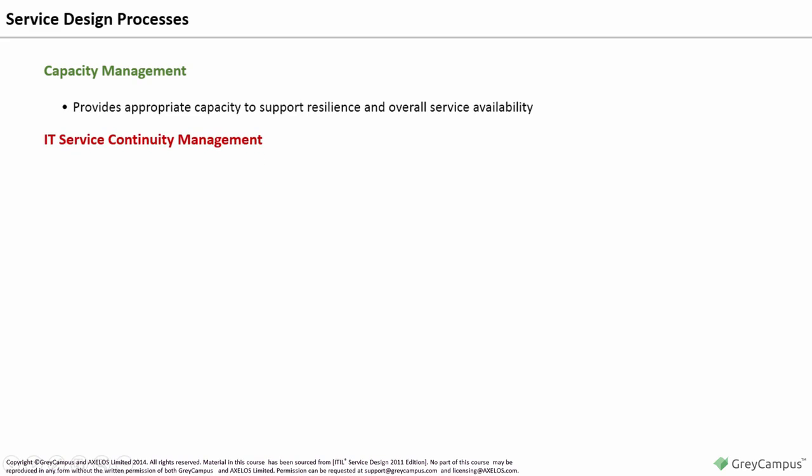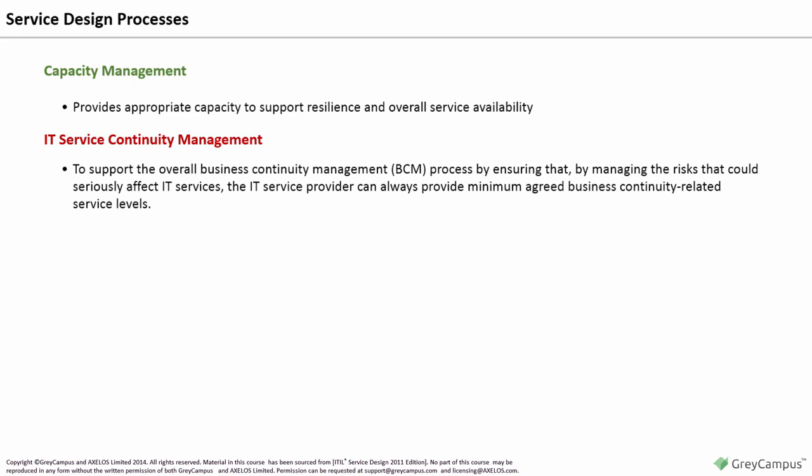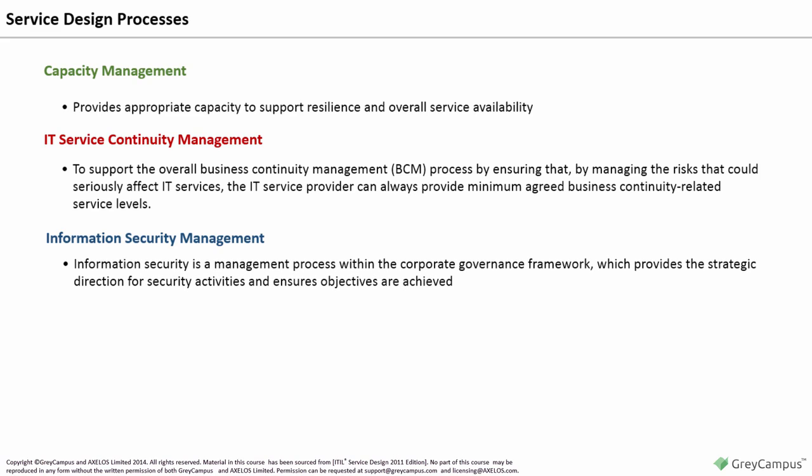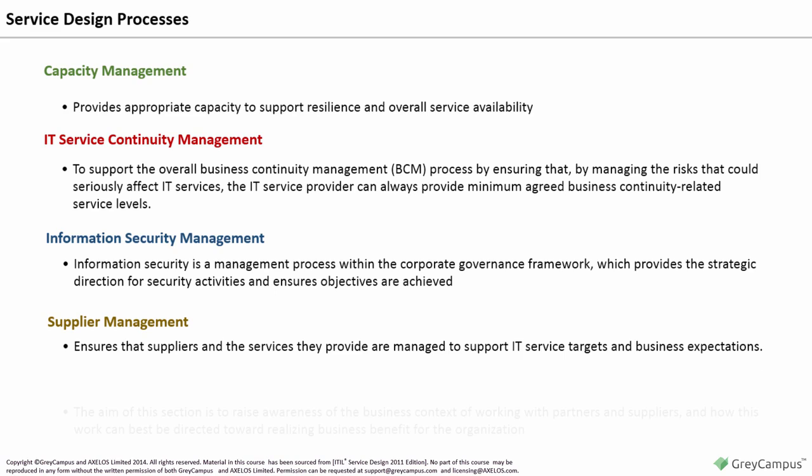IT service continuity management, to support the overall business continuity management, the BCM, process by ensuring that by managing the risks that could seriously affect IT services, the IT service provider can always provide minimum agreed business continuity related service levels. Information security management. Information security is a management process within the corporate governance framework, which provides the strategic direction for security activities and ensures objectives are achieved. Supplier management ensures that suppliers and the services they provide are managed to support IT service targets and business expectations.